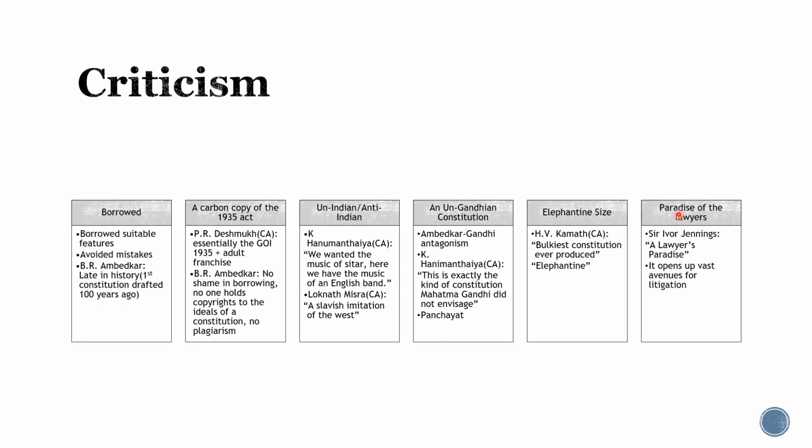It is also said that it is a paradise of the lawyers. Sir Ivor Jennings said that it's a lawyer's paradise. It opens up vast avenues for litigation. Because the members of the Constituent Assembly were mostly politicians and lawyers, this was unavoidable.